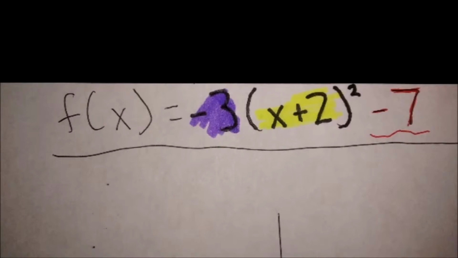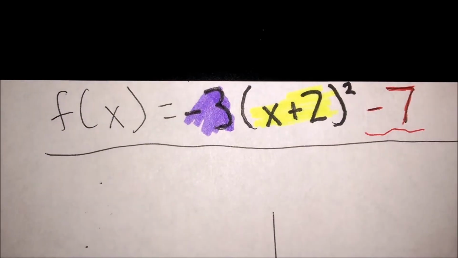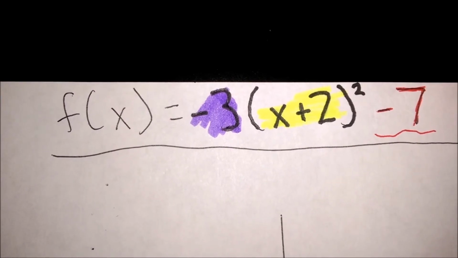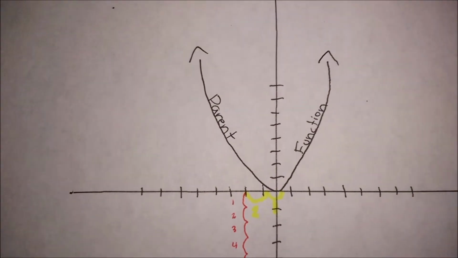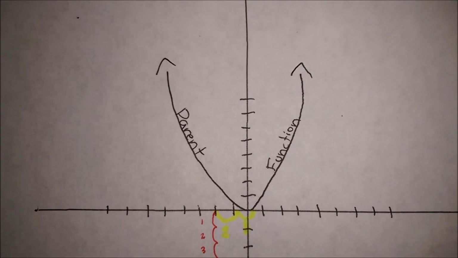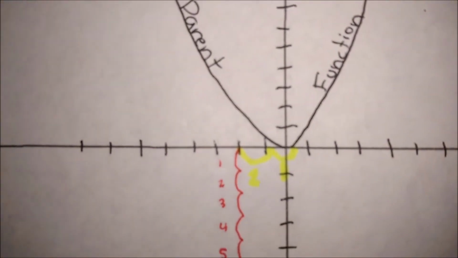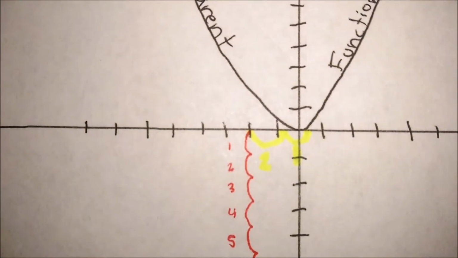For this equation, we are going to translate the function on the graph. You take f of x equals negative 3 times x plus 2 squared minus 7. You take the parent function, which is y equals x squared. Now with this parent function, we're going to translate it 2 units to the left because whatever is inside of the parentheses you do the opposite of. We'll translate it down 7 units because of the negative 7 at the end of the equation.